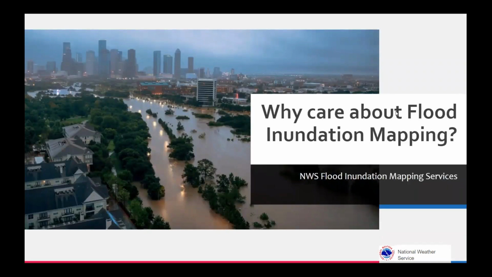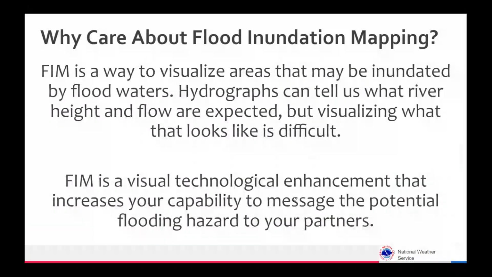So why do we care about flood inundation mapping? Well, it's a way to visualize areas that may be inundated by floodwaters. So our hydrographs are great. They tell us what the river height is expected to be, what the flow is expected to be. Our partners love them, but visualizing what the flooding actually looks like is difficult. So FIM is a technique that is giving us a way to increase our capability of messaging the potential flooding hazard to our partners and lets them really see what the flooding looks like.